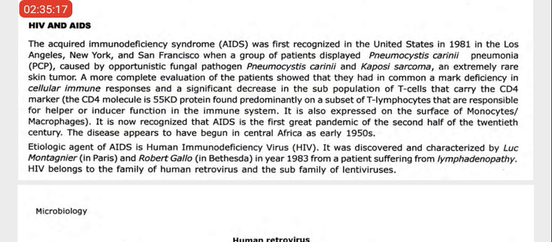The etiologic agent of AIDS is the human immunodeficiency virus. It was discovered and characterized by Luc Montagnier and Robert Gallo in 1983 from patients suffering from lymphadenopathy. HIV belongs to the family of human retroviruses and the subfamily of lentiviruses.